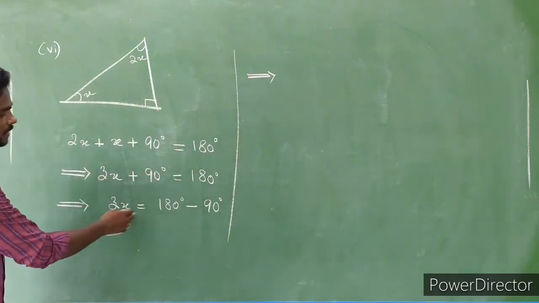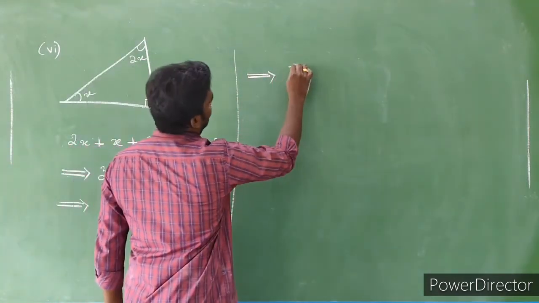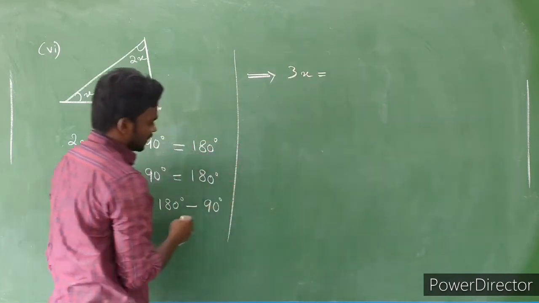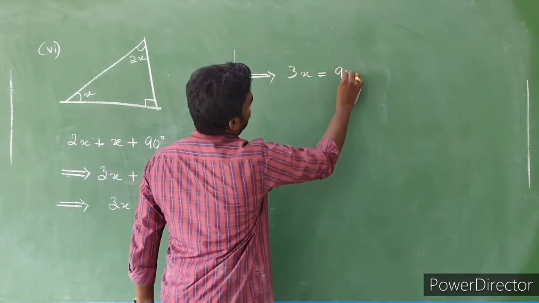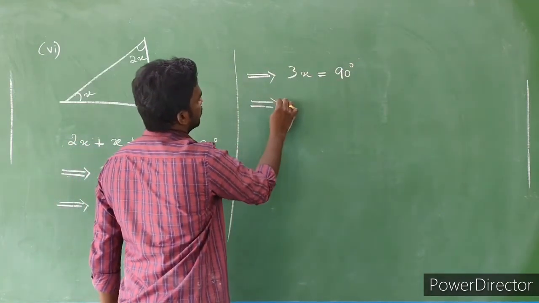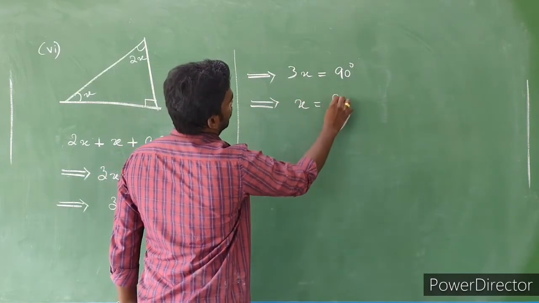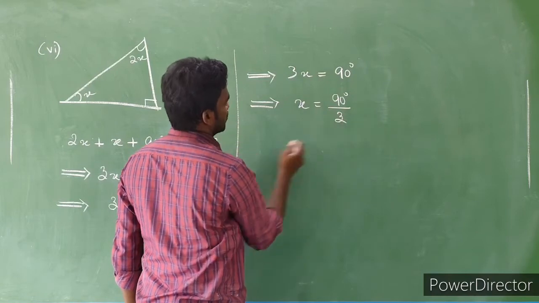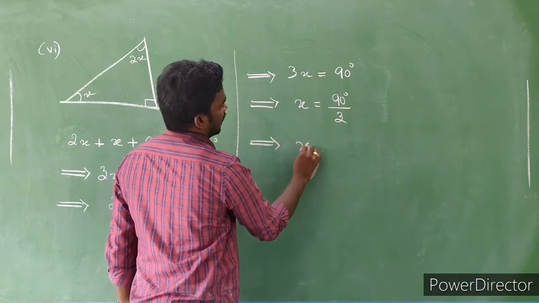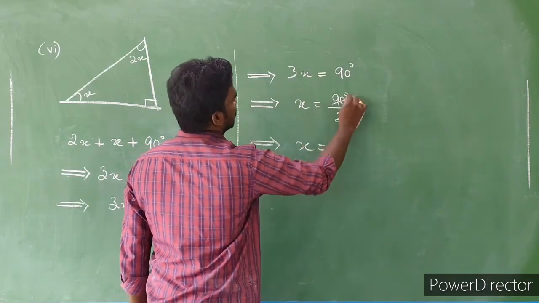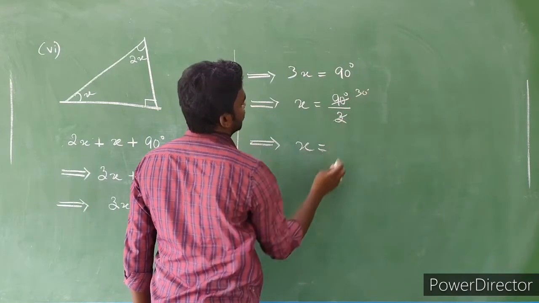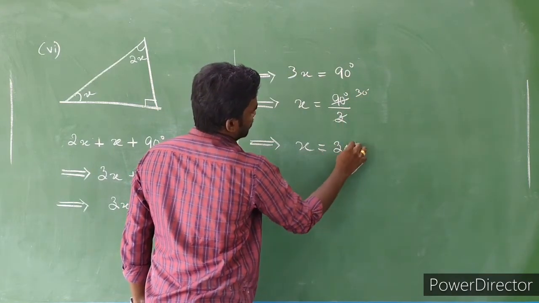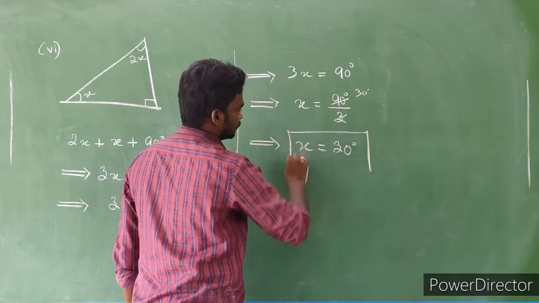So 3x is equal to 180 minus 90, the value is 90 degrees. This implies x is equal to 90 degrees, and this 3 is transposed to a division. So angle x is equal to 90 divided by 3, 1 3 is 3, 3 3s are 9, so 30 degrees. So angle x is equal to 30 degrees.